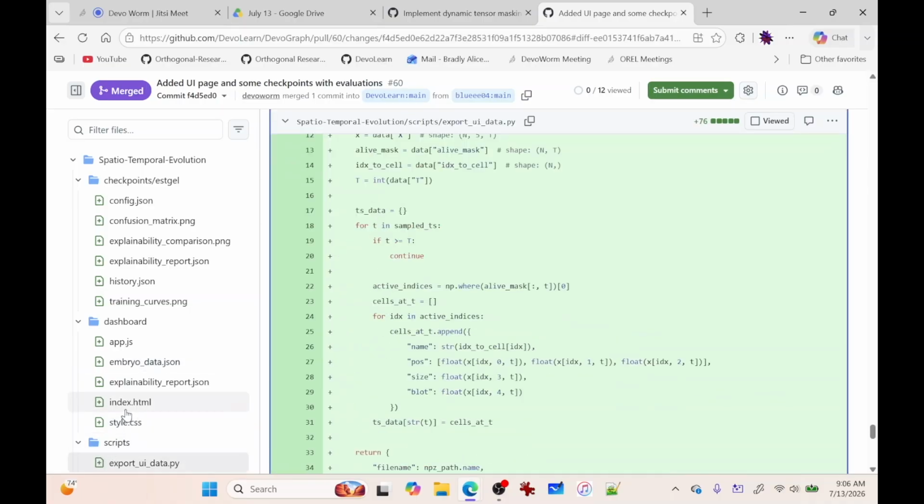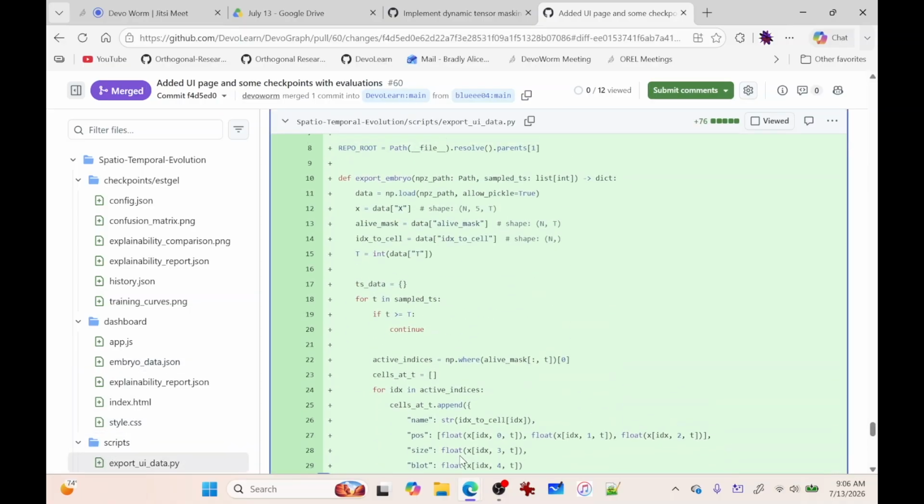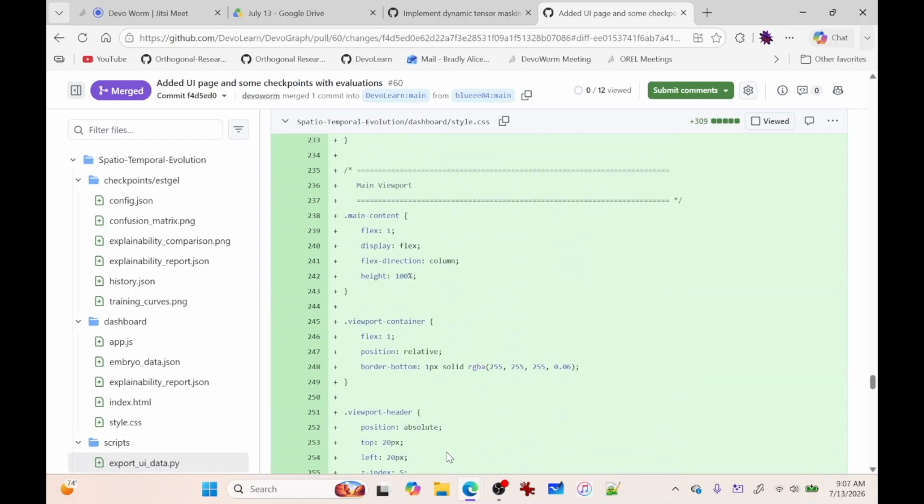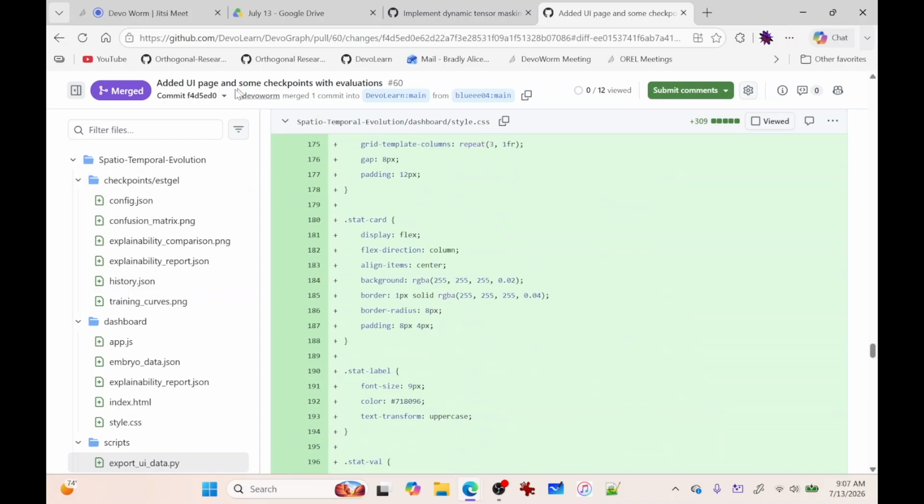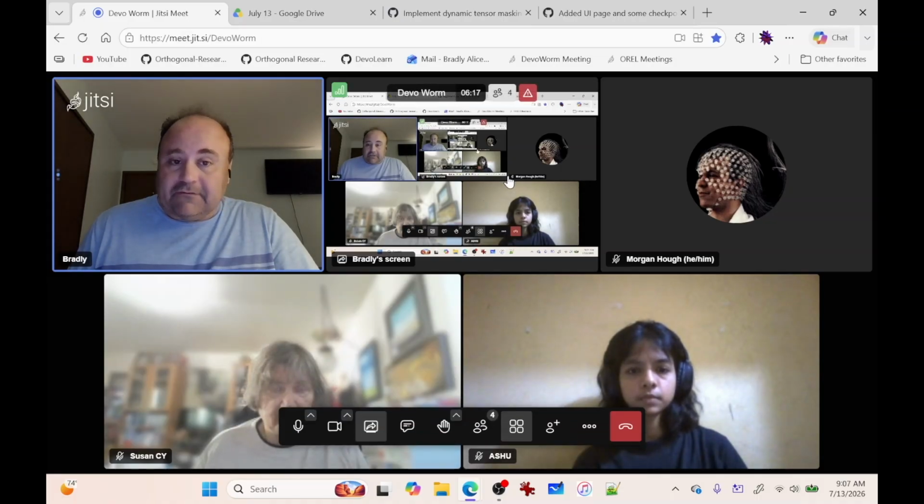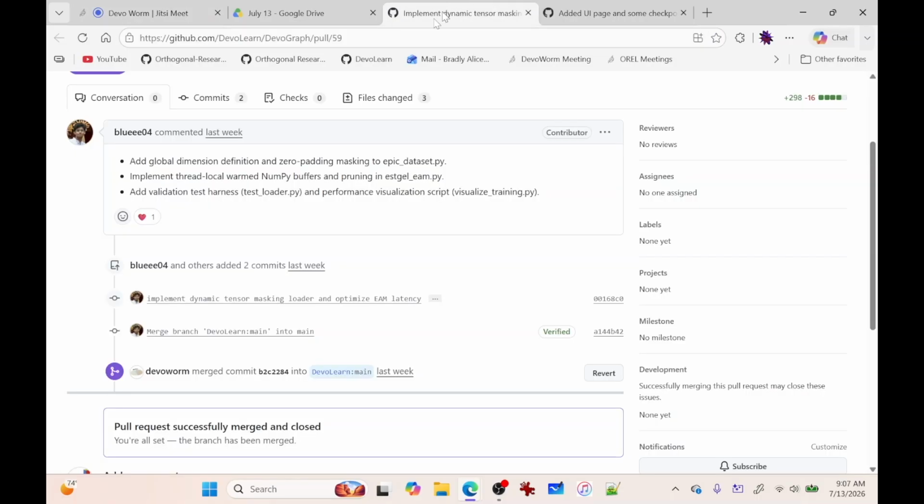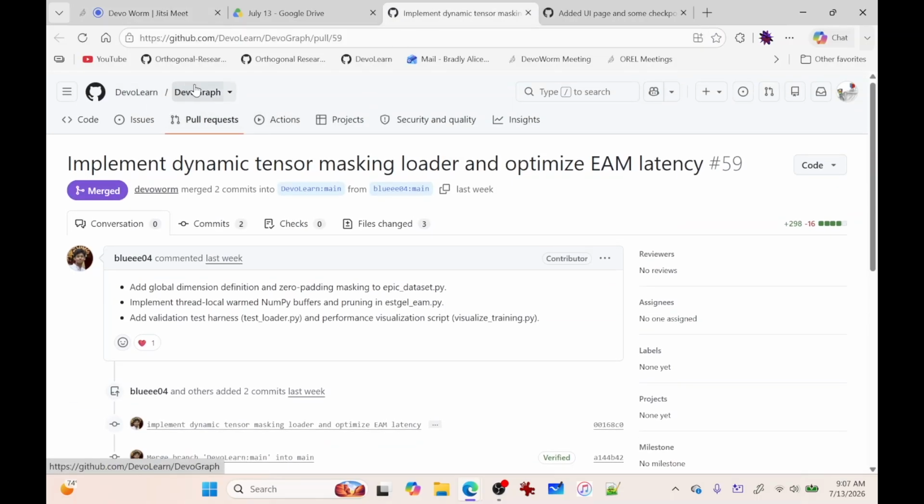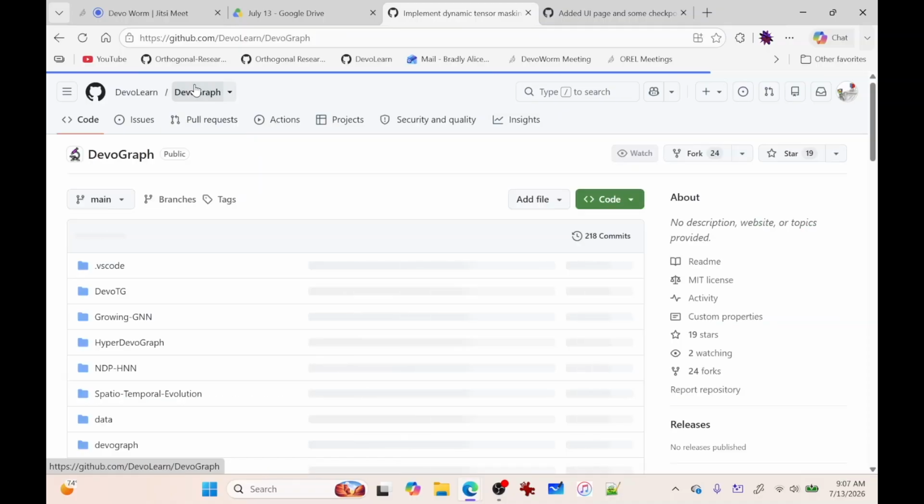Then there's some scripts down here. This is for importing data or exporting data. And so that was a pretty extensive pull request there. So thank you, Barshan, for those pull requests. And this is again on the DevoGraph repository for DevoLearn.